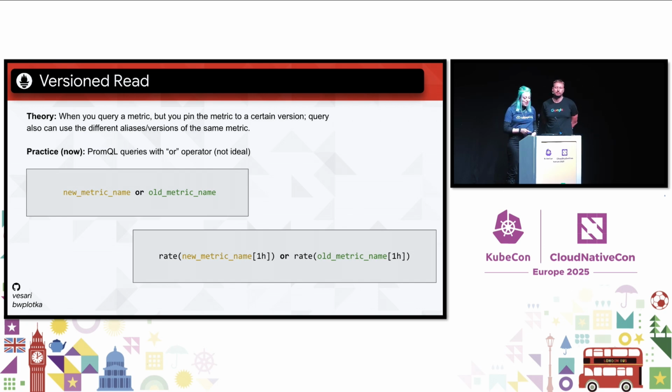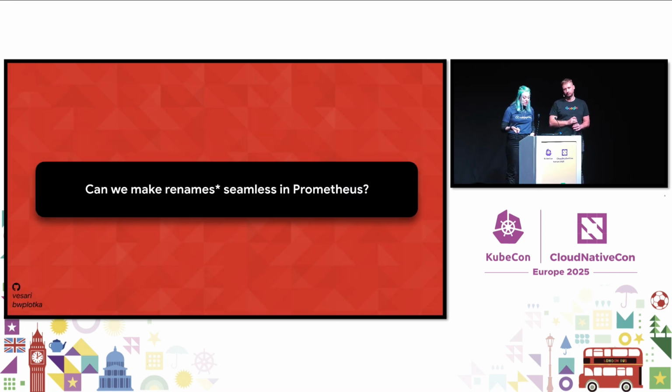However, the version read has enormous potential, we found out, but we need to make it automatic. So, is there a way to avoid those PromQL complexities and manual operations? In other words, can we do better? Can we devise a way to make rename seamless in Prometheus? What do you think, Bart? Good question, Arianna. So we feel there is, and it's actually pretty accessible.